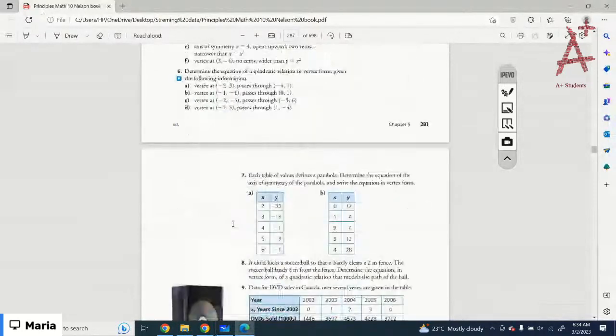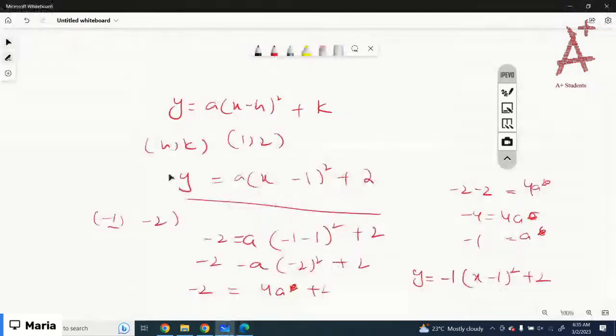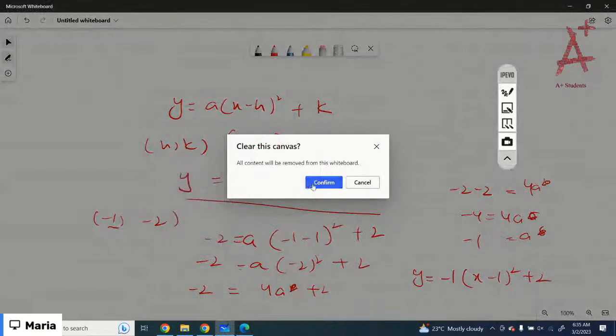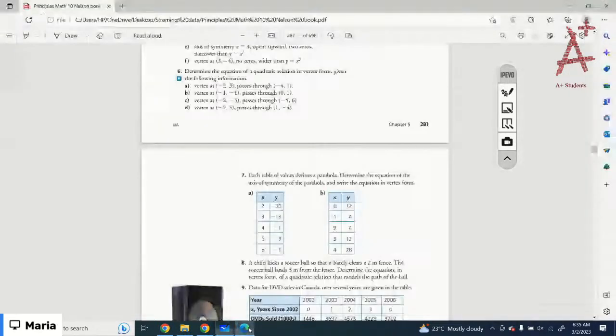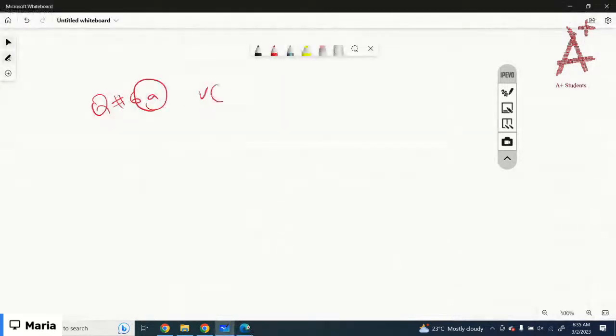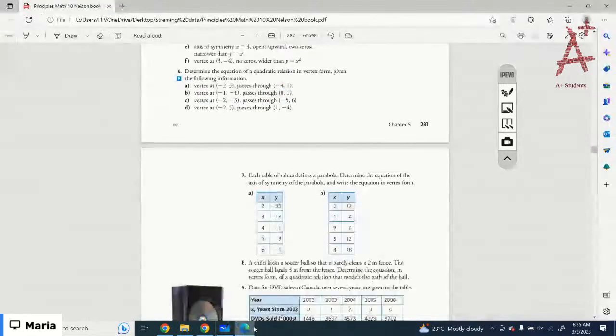Determine the equation of a quadratic relation in vertex form given information. Just look at question number 6. You are given the information and you have to write down the equations. The first one is vertex at -2, 3 and passes through point -4, 1. Let me just write down the points. The vertex is -2, 3 and it passes through point -4, 1.